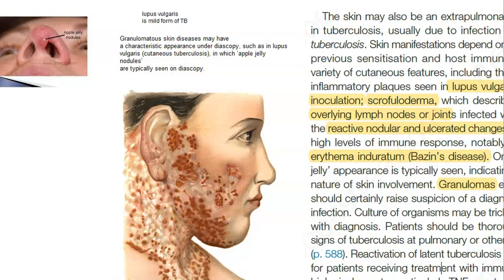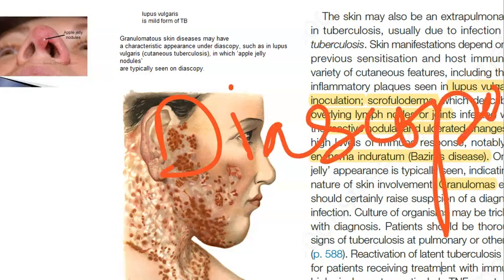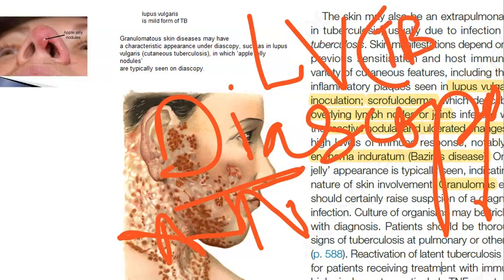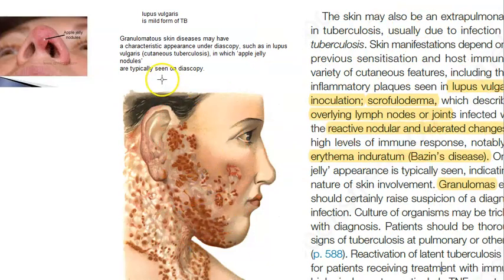So it is called what? Cutaneous tuberculosis. What will you see under diascopy? Under diascopy, you will see apple jelly nodules. So what are they calling this? Lupus vulgaris. What is lupus vulgaris? It is a cutaneous form of tuberculosis. So when they are asking you skin tuberculosis or cutaneous tuberculosis in the exam, they are just asking you lupus vulgaris. In diascopy, you will see apple jelly nodules. Okay, granulomatous skin disease is a mild form of TB.